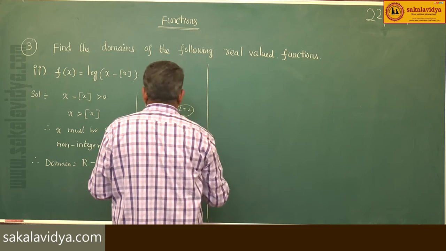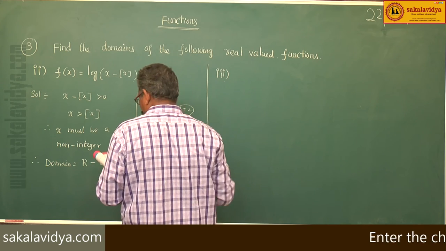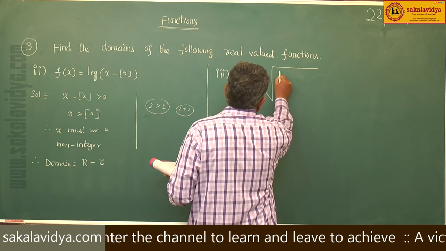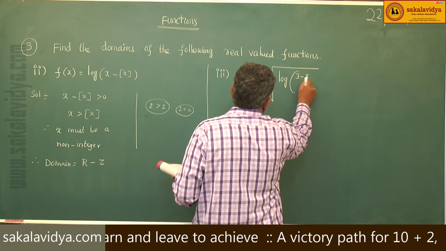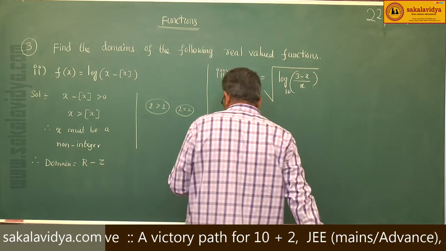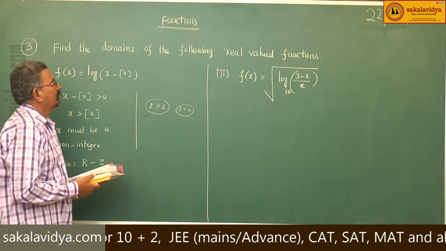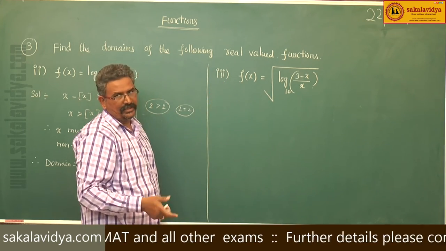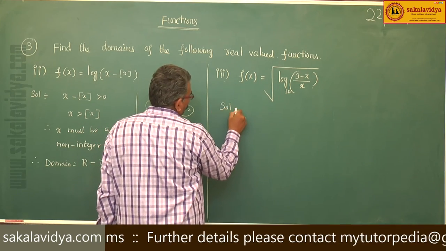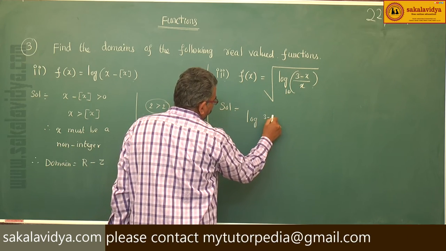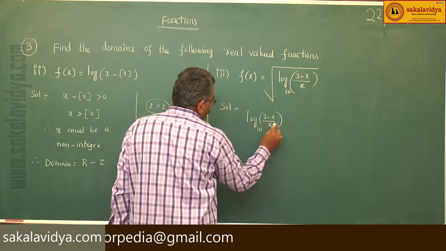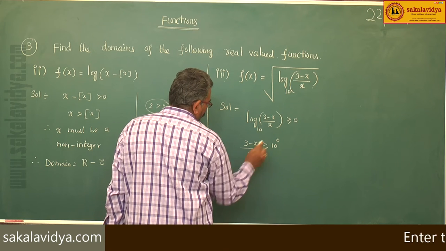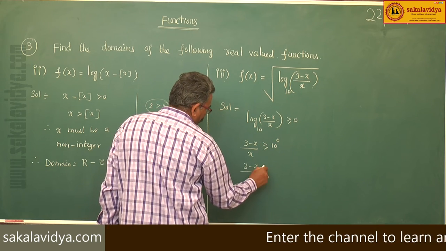Now third one, f of x is equal to root of log of 3 minus x by x to the base 10. So now in order to find the domain of this function, this is root of something, the something must be greater than or equal to 0 to define this one. So log of 3 minus x by x base 10 must be greater than or equal to 0. So 3 minus x by x greater than or equal to 10 power 0. 3 minus x by x must be greater than or equal to 1.